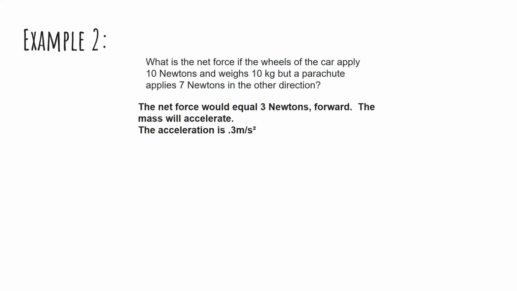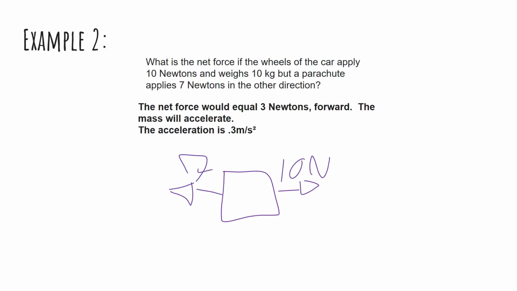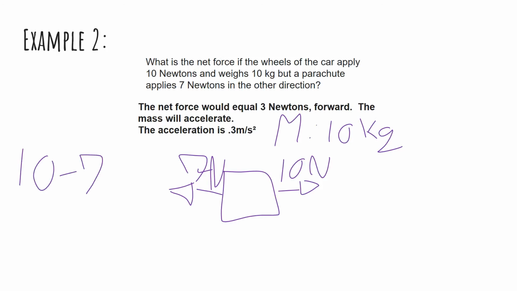What is the net force if the wheels of a car apply 10 newtons and the weight is 10 kilograms, but there is a parachute that applies 7 newtons in the other direction? The net force will equal 3 newtons forward. The mass will start accelerating. The acceleration would be 0.3 meters per second squared.